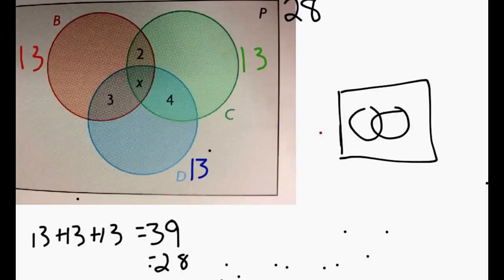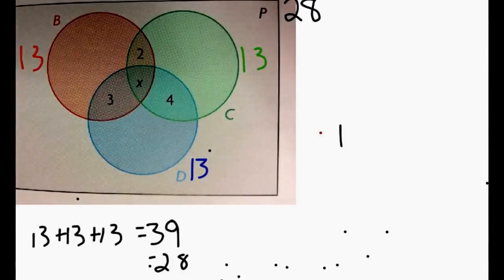We want to use common sense. So our three circles add up to 39. We know there's only 28 people total, so that means we had to have 11 overlap. So we know that there's 11 people overlapped, so now we can use more common sense to say, well, we have 3 overlapped areas, and we know that the total has to equal 11.